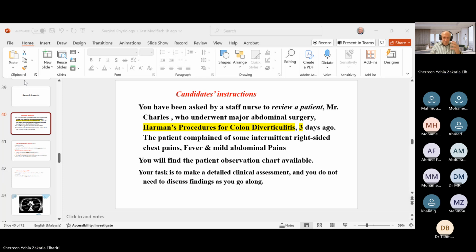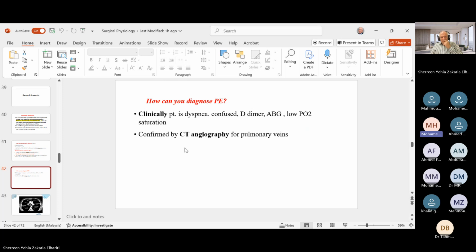So how to diagnose pulmonary embolism? I don't ask you how to confirm the diagnosis. If I ask you how to confirm the diagnosis, it is CT angio, but how to know or expect that this patient has pulmonary embolism? First, with the ABG, I can notice. Relax again. You start clinically by history of dyspnea, by examination, the patient is confused, by lab investigation like D-dimer, by arterial blood gases, by low oxygenation, and what else do you need to tell me? Just start again. So how to diagnose?